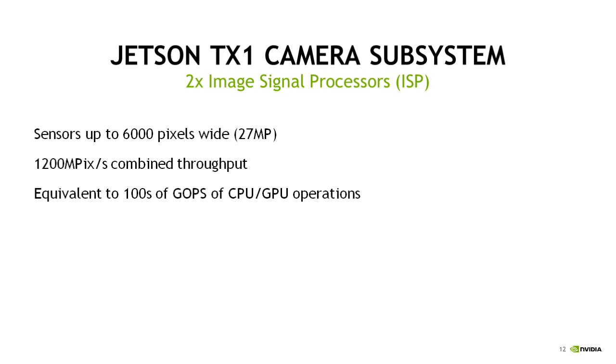In terms of capabilities, the ISP units on TX1 are each capable of supporting sensors up to 6,000 pixels wide, or about 27 megapixels, and provide an individual throughput of 600 million pixels per second, or 1.2 billion pixels per second combined. When you consider that this is equivalent to hundreds of billions of CPU or GPU operations per second, the benefit of not just one, but 2 dedicated low-power ISP units becomes clear.